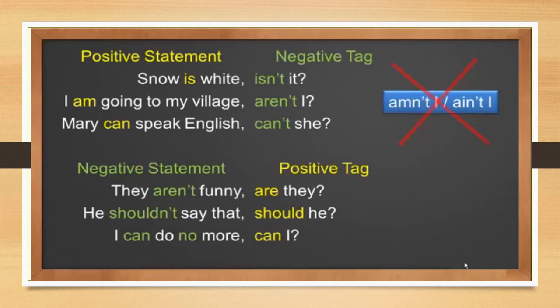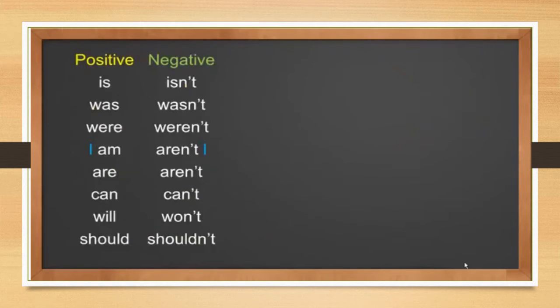I can do no more. Can I? Now if you look at this last sentence carefully, we see the word can, but we also see no. I can do no more is equivalent of saying that I can't do it anymore. So that's why the opposite of can't is can. Can I? Now look at the following list.